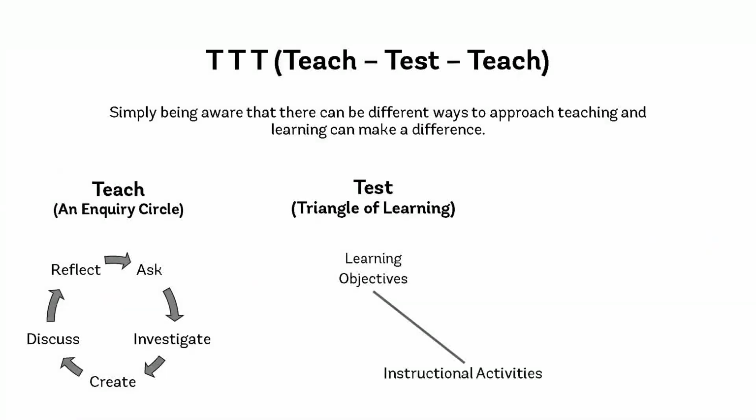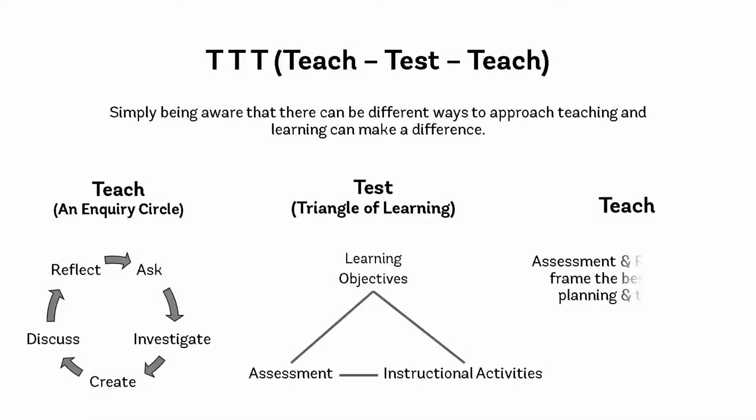An inquiry circle starts from ask, investigate, create, discuss, then reflect, which results in learning for life. The triangle of learning urges the teacher to monitor their teaching, to implement new innovative techniques, and assess the performance of both teacher and learner. Assessment and reporting help to frame the best steps of planning and teaching.